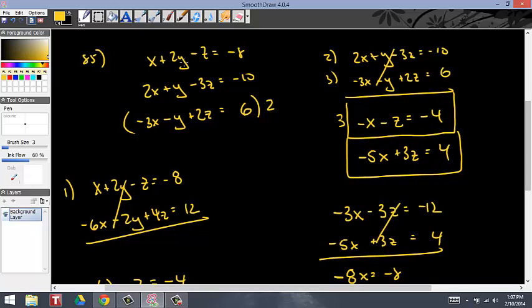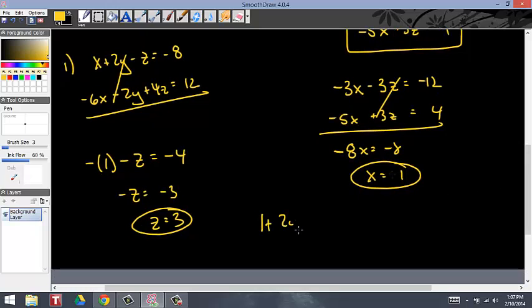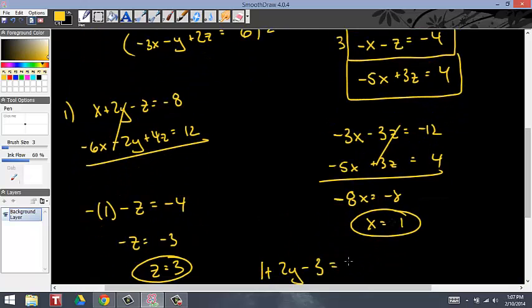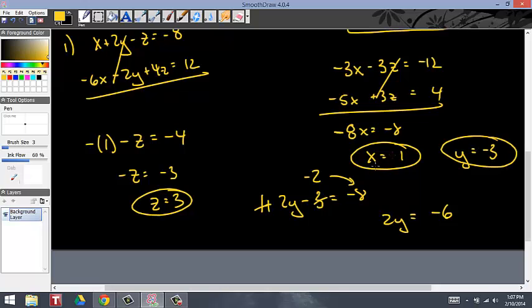Inception, right? So I'm going to go ahead and just plug it into the top one. So that's going to be 1 plus 2y minus 3 equals, I believe it was negative 8. I know it's getting kind of messy. So this is negative 2, which I'm going to add to both sides. So I get 2y equals negative 6. y equals negative 3. Daniel, how am I doing? Good? Okay, so my final answer should be 1, comma, negative 3, comma, 3.